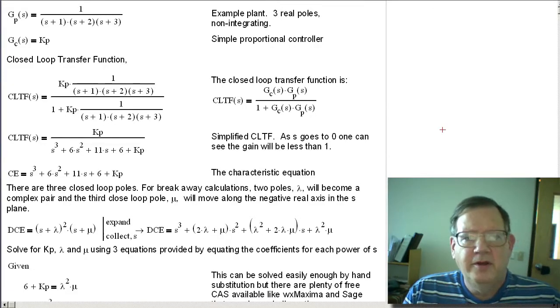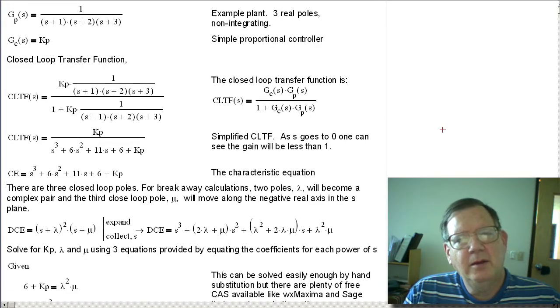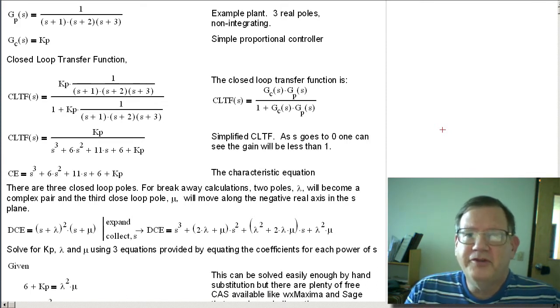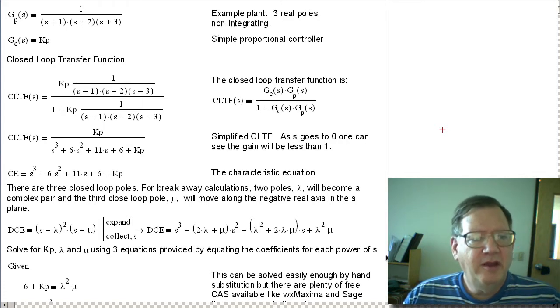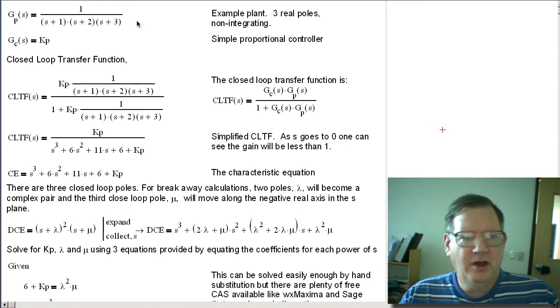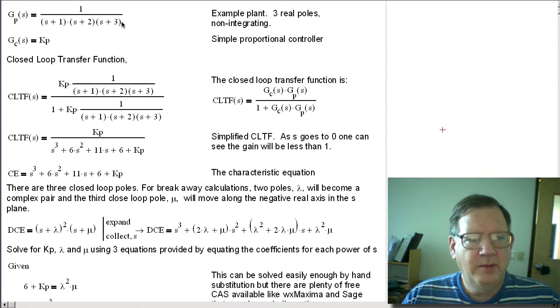Hello, this is a video about why learning how to do root locus is almost a waste of time, but I have a better way. First, I want to start with an open loop system. This was an example I found on the internet in another video.